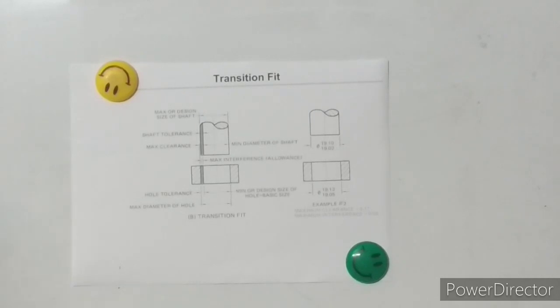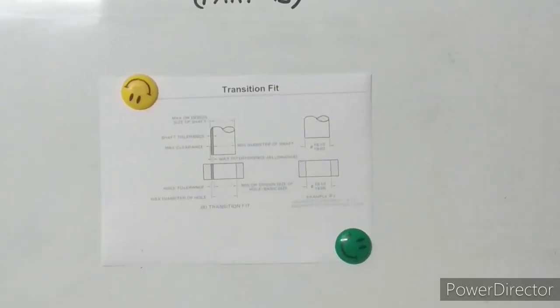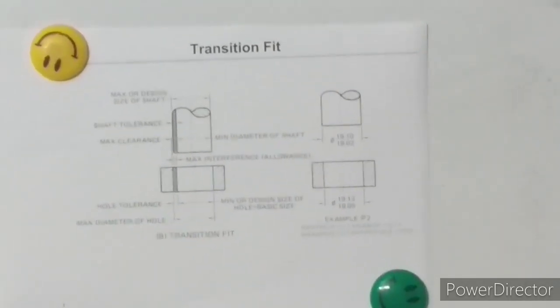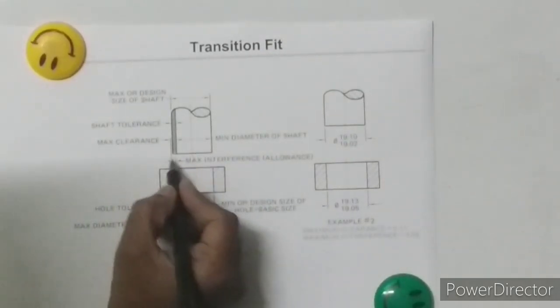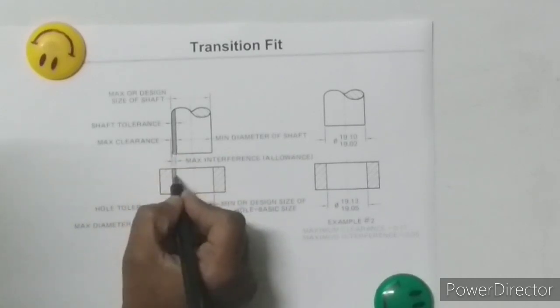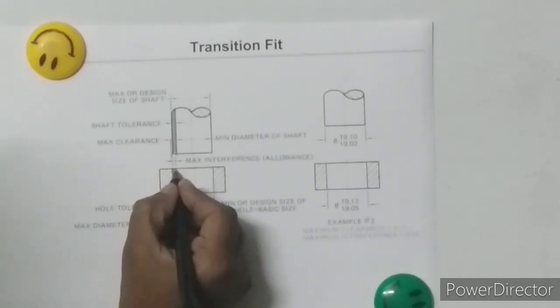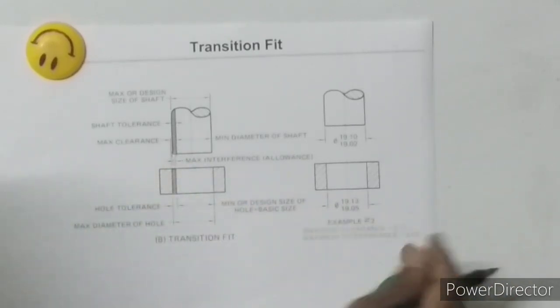So the last fit is the transition fit. What is this transition fit? The tolerance zone of the hole overlaps the tolerance zone of the shaft. Here we can see this is the tolerance zone of the hole. It's almost the same as the tolerance zone of the shaft. Both overlap. So let us see here.